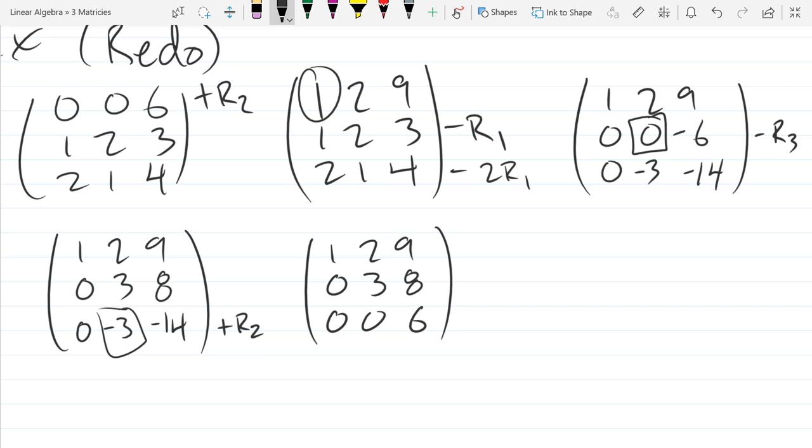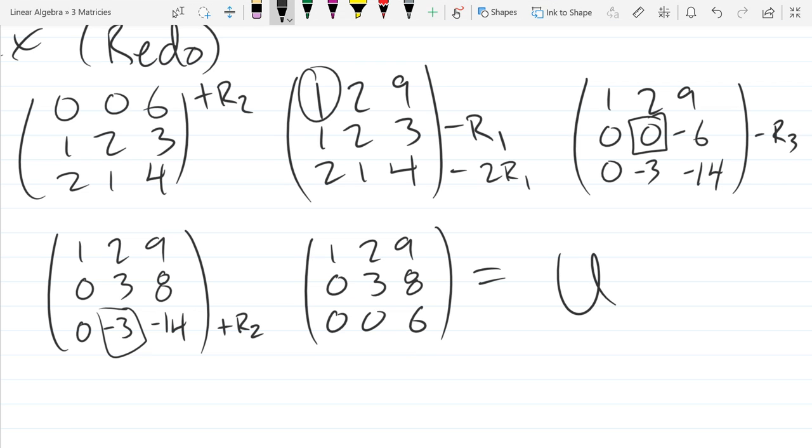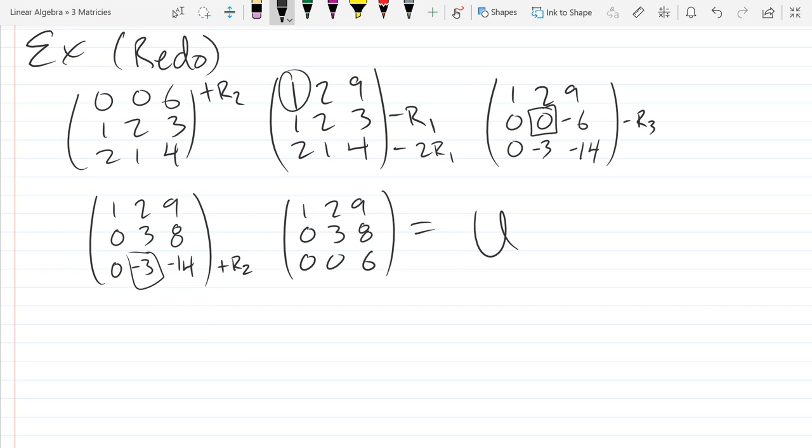Do we have an upper triangle matrix? So we got our zeros down below, so all of our non-zeros are in the upper triangle. So this is U, our upper triangle matrix. Now we're going to reconstruct our L matrix, which corresponds to the inverse row operations in reverse order.